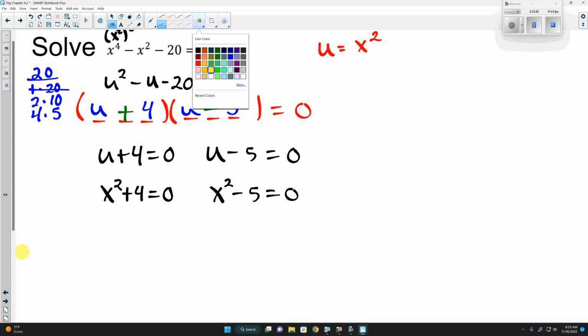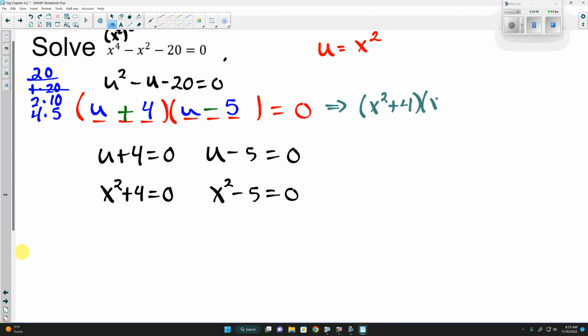A different color. I'm going to write this out to the side. Because really what we said with this previous statement is that x to the fourth minus x squared minus 20 factors to x squared plus 4 times x squared minus 5. That's how it would factor. But sometimes using the u substitution does make everything a lot easier to work with.